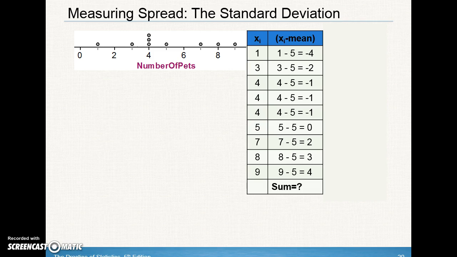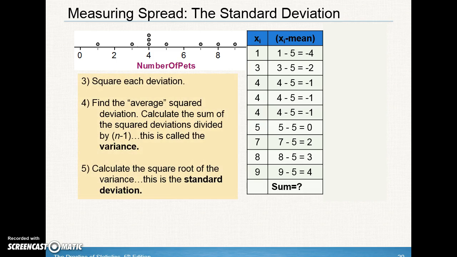Okay? Now we could add them up. If we add them up, what do you think we would get? Actually, what we end up getting is 0, because we have negative numbers and positive numbers. They all add up to 0. So how do we deal with that?